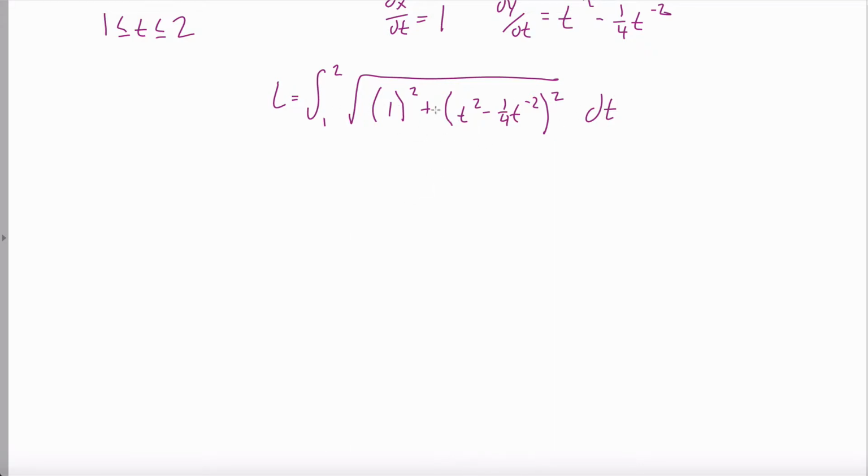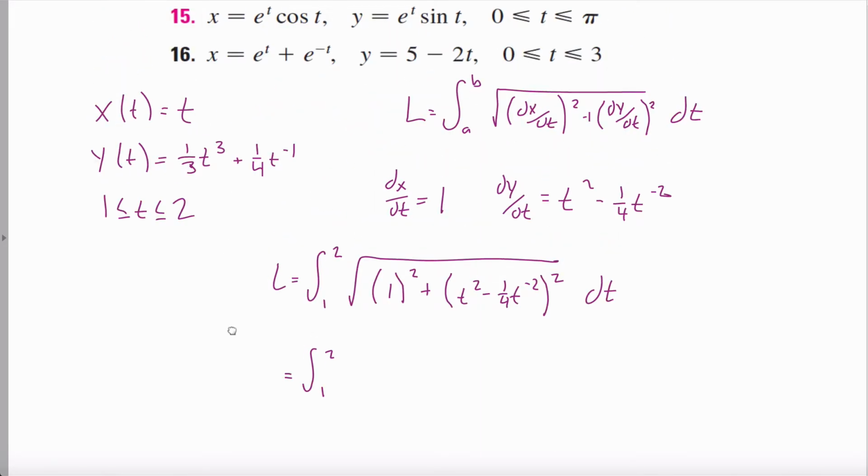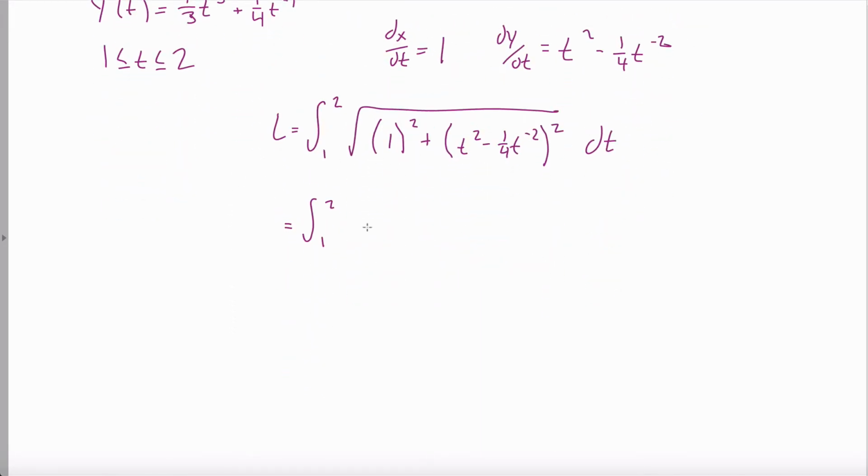But what I can do is expand, and this trick will be very similar to the trick that you do on number 16. I can expand this all out. Think FOIL. So I've got the square root of 1 plus, and then t squared minus 1/4 t to the negative 2. If I square that, t squared squared is t to the 4th power.